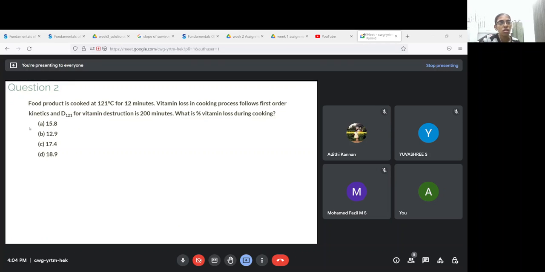Question 2. The food product is cooked at 121 degrees Celsius for 12 minutes. The vitamin loss in the cooking process follows first order kinetics, and D121, that is the D value for vitamin destruction, is 200 minutes. So what is the percentage vitamin loss during cooking? So what is D121 here? What does it mean?